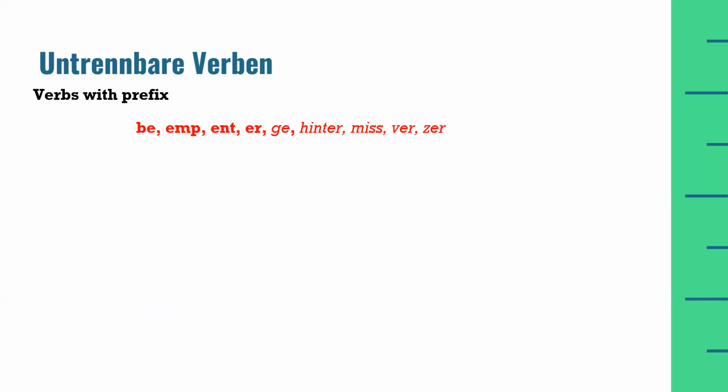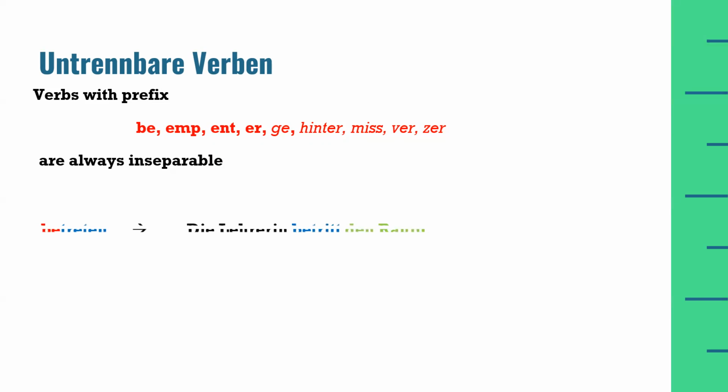Now let's have a look at those verbs which are not separable. They can also be identified with the help of a prefix. So there are certain prefixes, and if they are used with a normal verb, then the verb will not be separable, like be, emp, ent, er, ge, hinter, miss, ver, zer. So these are those prefixes. If they are used with the verb, then the verb will not be separable.